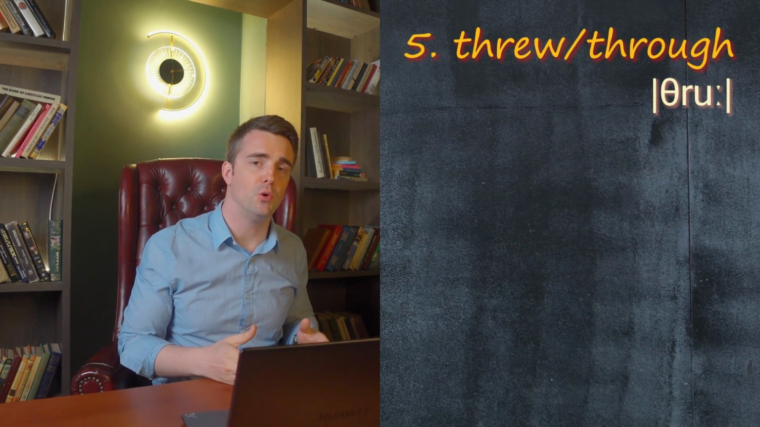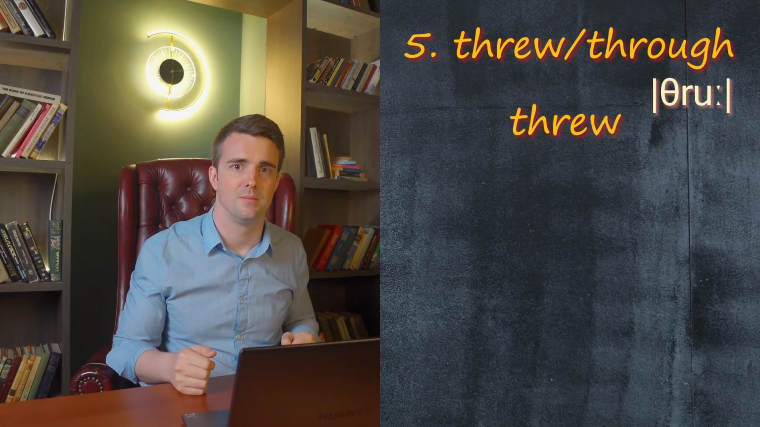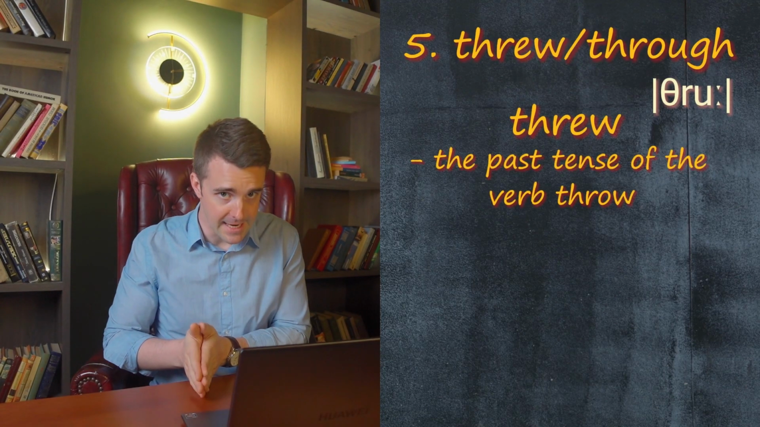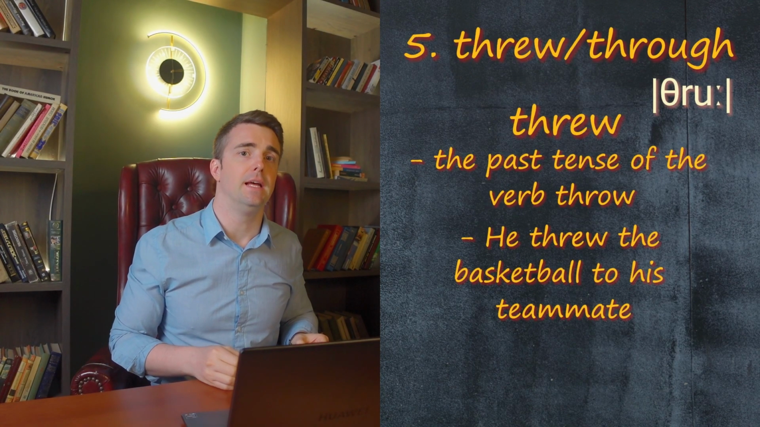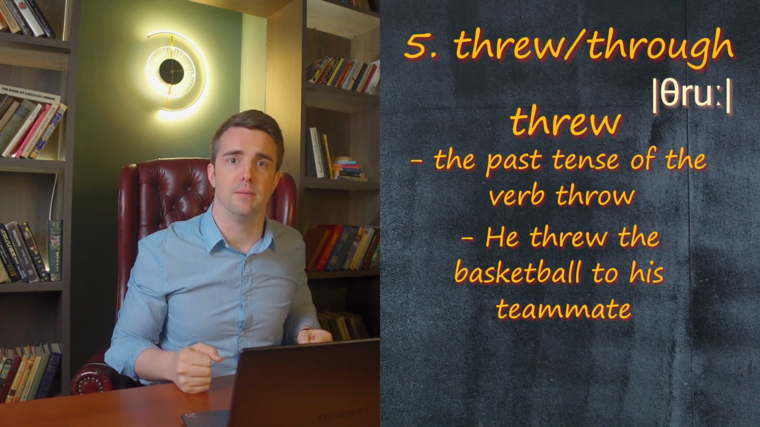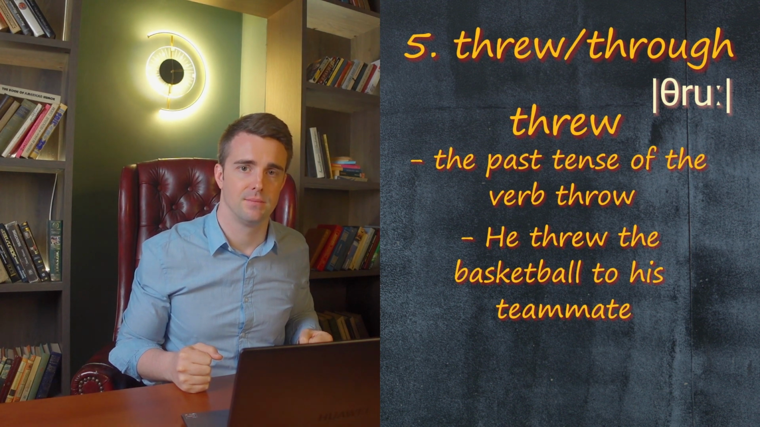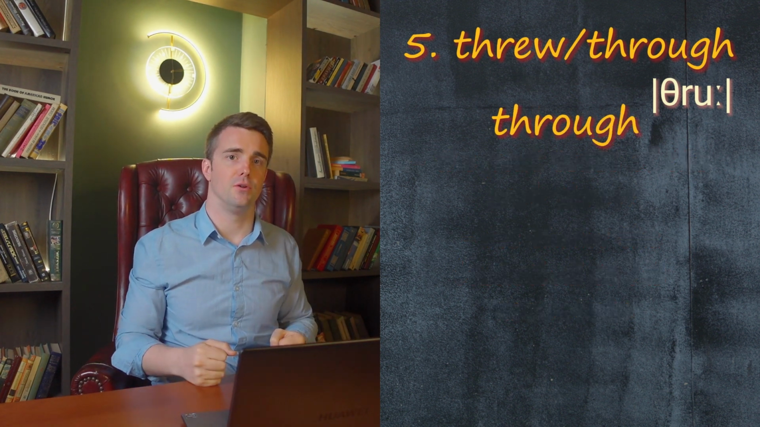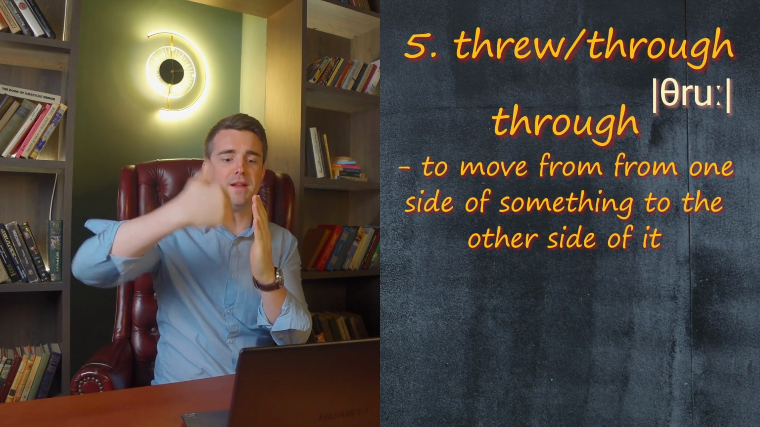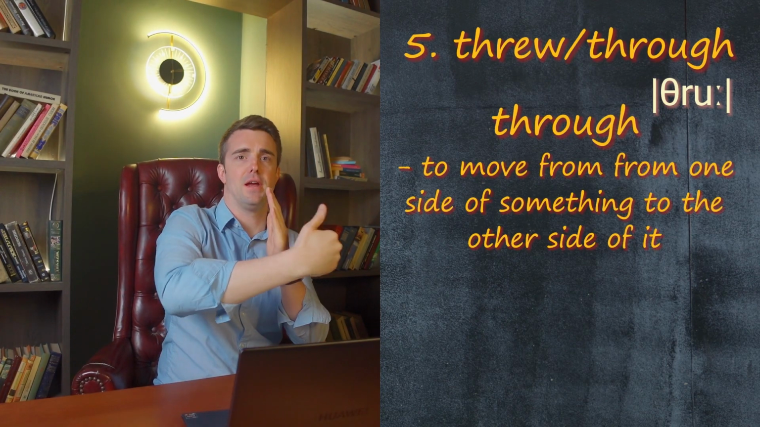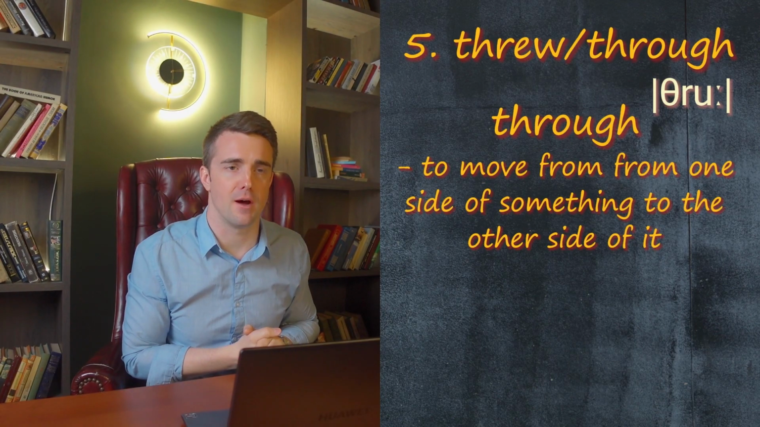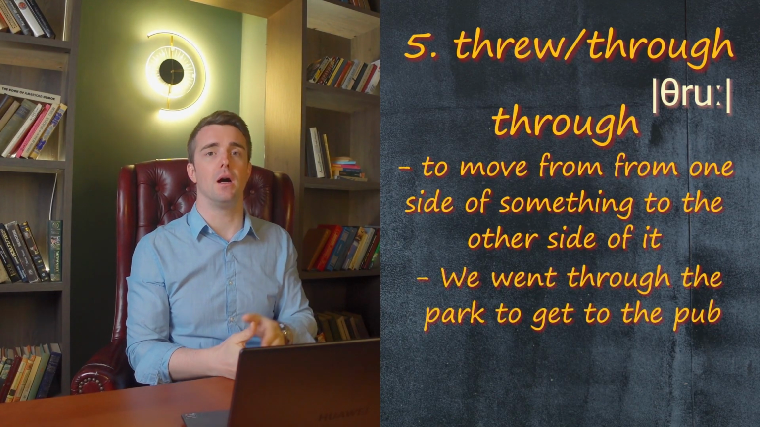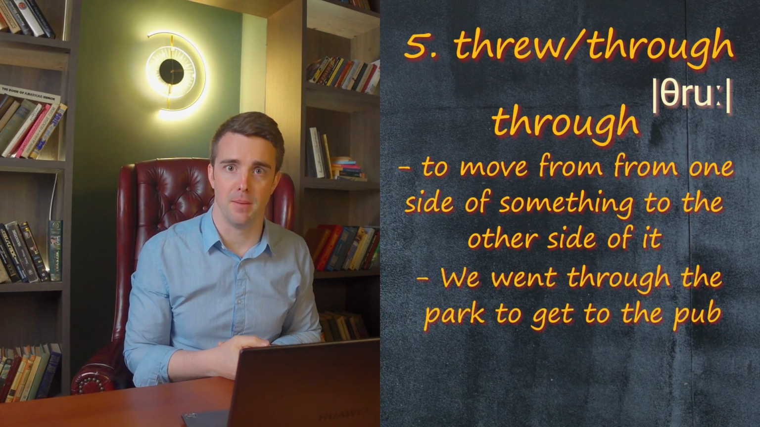Let's look at threw and through. Well, threw is the past tense of the verb throw. For example, he threw the basketball to his teammate. And through is to move from one side of something to the other side of it by going through it. So for example, we went through the park to get to the pub.